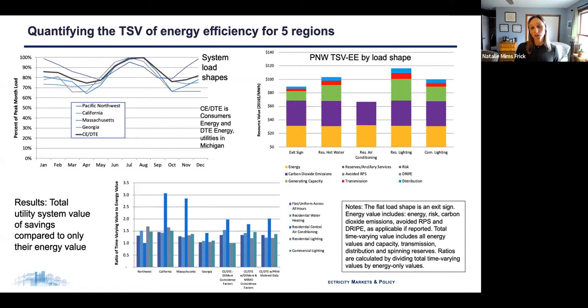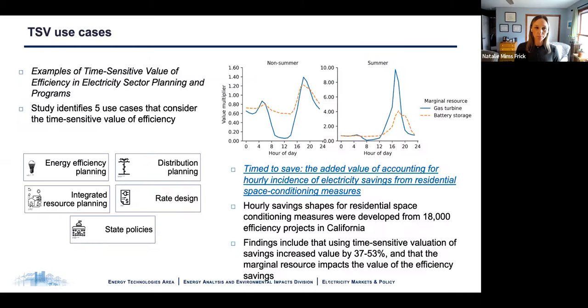Then if you go to the chart that's on the bottom, what this shows is the ratio of total energy savings to the total time-sensitive value for efficiency. So if the ratio is above 1, then there's additional value beyond just the energy value for those efficiency measures. We created this ratio so you could look at the comparison across the regions. So that was what our first few years of research focused on.